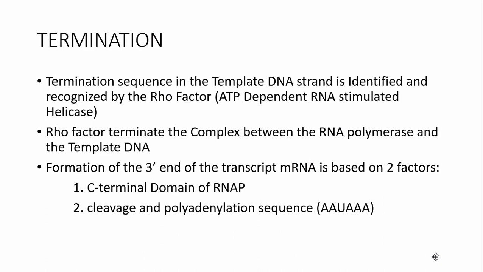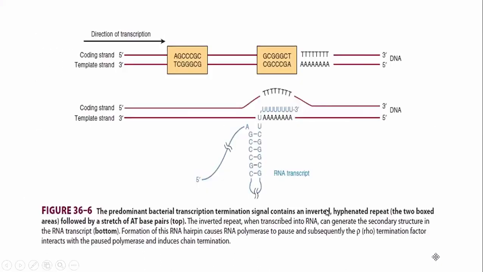Okay? Rho factor is in your prokaryotes. This is a prokaryotic factor, rho factor. Please remember, sigma factor and rho factor are part of prokaryotic transcription. In humans, we use two things to stop the transcription: the C-terminal domain of your RNA polymerase and the cleavage and polyadenylation sequence. This one, this is the polyadenylation sequence. Continuous A.